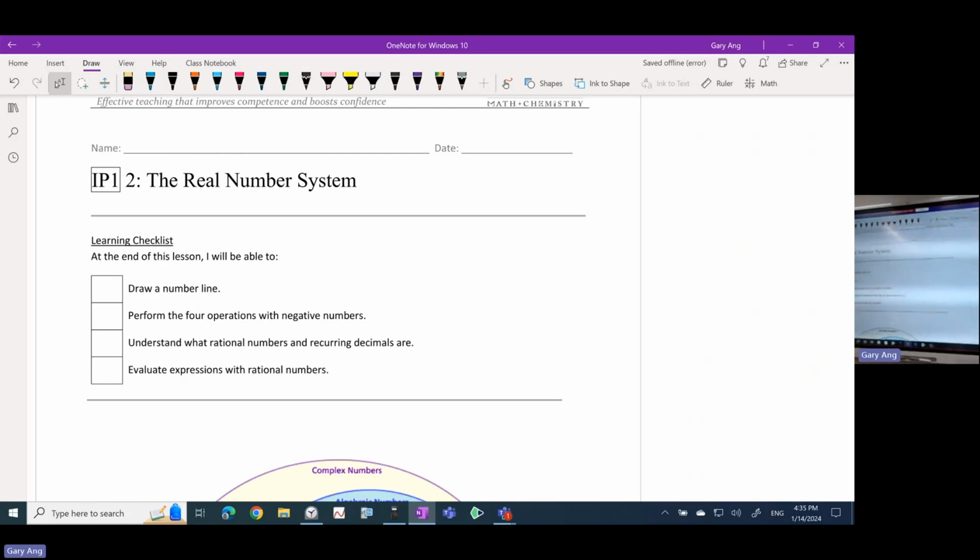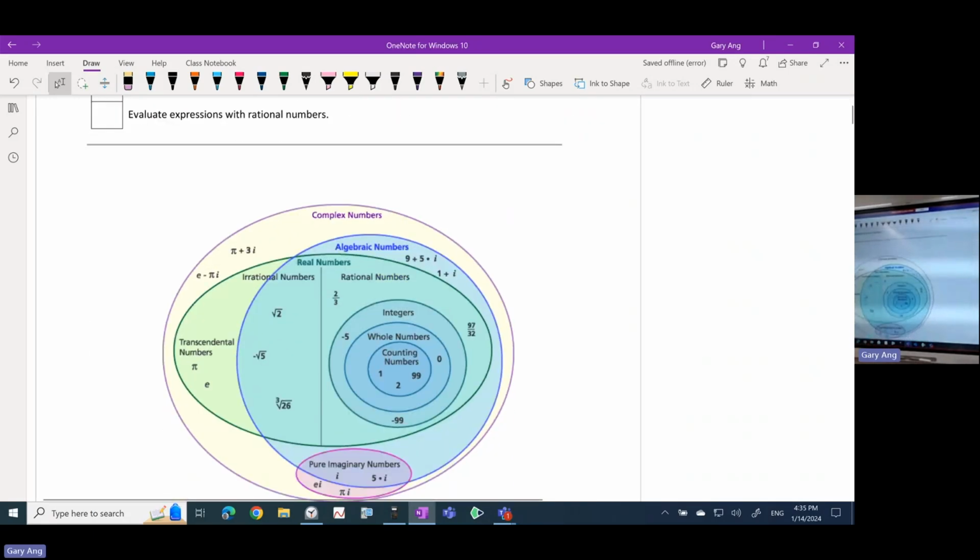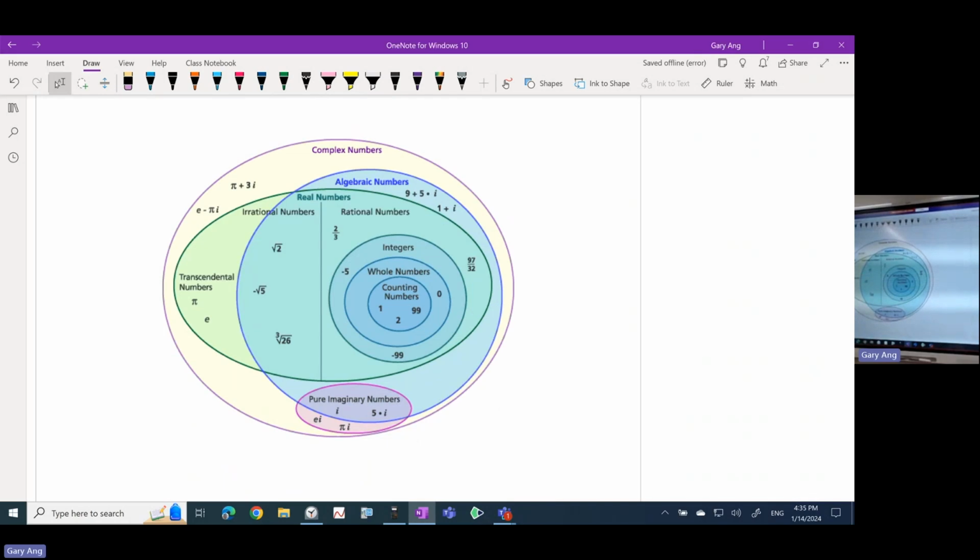Okay, that's awesome. Now, we're going to move on, right? And this is what we call the real number system. Very interesting picture here. The number as we understand it is called real numbers. When you heard of the term real number, what's the first thought that you have? What will you think of?